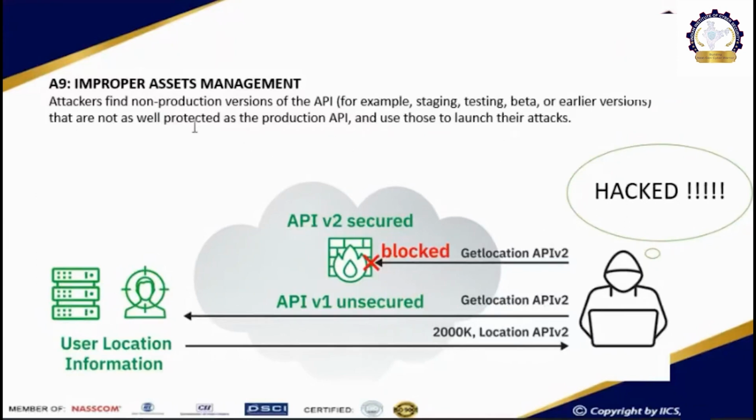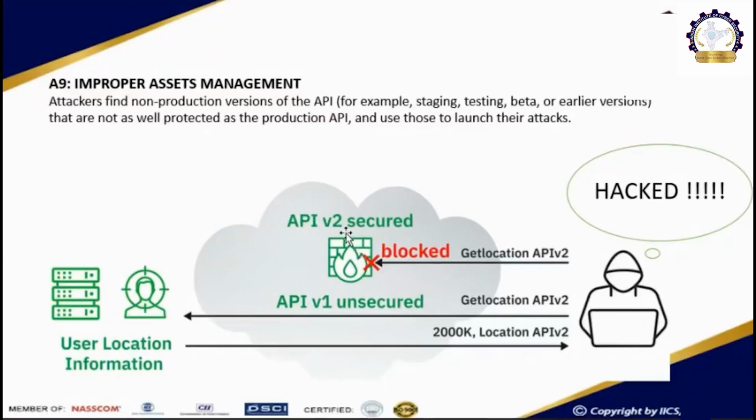So see what the image is trying to say here. This hacker faces API v2, version 2, which is secured. We know that we cannot hack API v2, which is secured because the firewall is placed here.